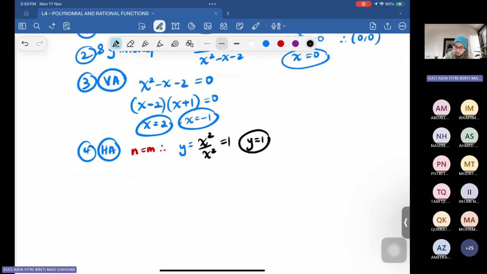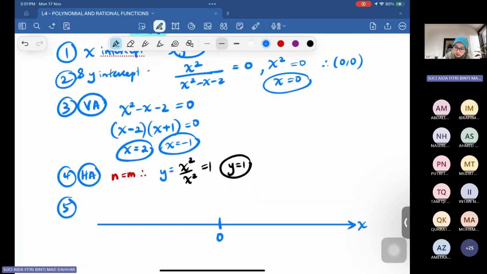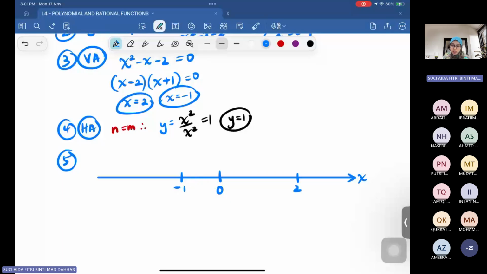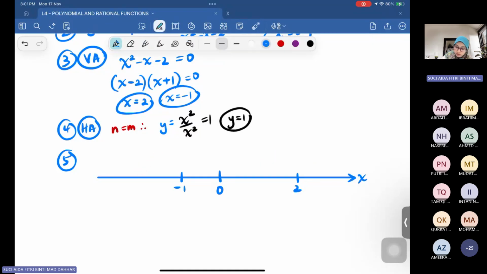We got all the asymptotes that we need. Now, the last step is the test value. Step number 5. Okay, test value, I will start with the number line. The zeros, x equals 0. And then the vertical asymptotes. We have vertical asymptotes at 2 and at negative 1. So I will add negative 1 somewhere here, positive 2 here. So this will separate our number line into 4 different partitions.